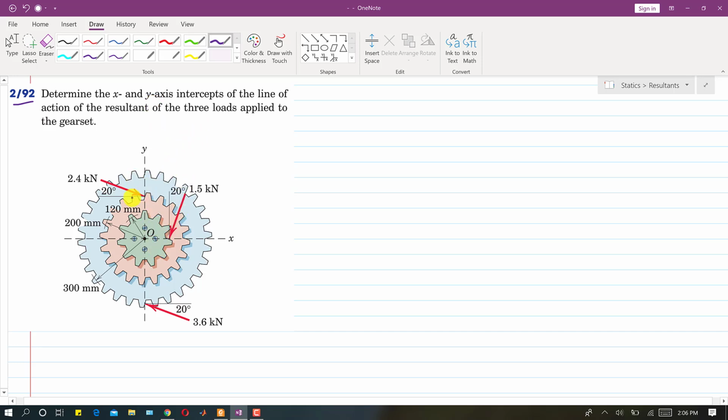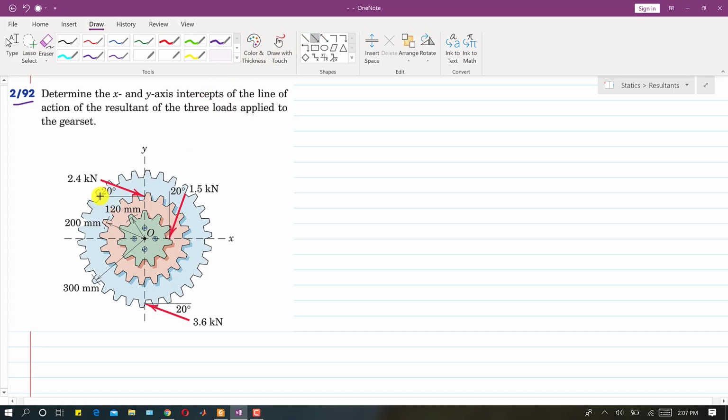Now first I will resolve these three forces into their components. Here we can see that this is the largest gear, so its radius is 300 mm. And these forces are applied at these points, sorry, at some angle to the tangent of the circles. Similarly this one and this one. So now I resolve these forces into their components.